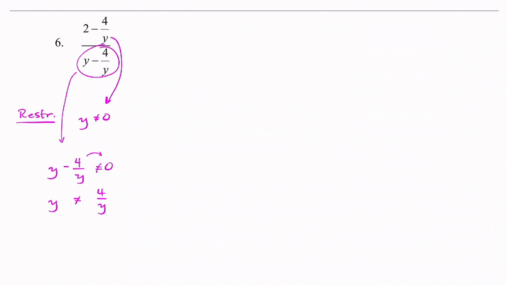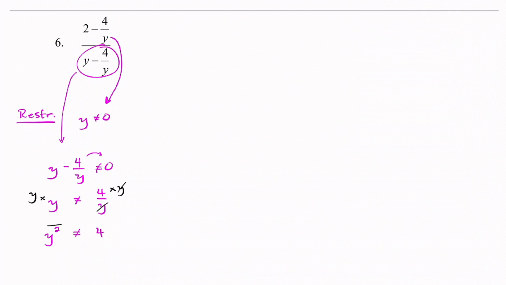And then I want to get rid of this y in the denominator. So to do that, I'll multiply by a y. But if I do that on the right, I've got to do it on the left. And then these will cancel. So on the left, we've got y times y. That's y squared. And on the right, we just have a 4.